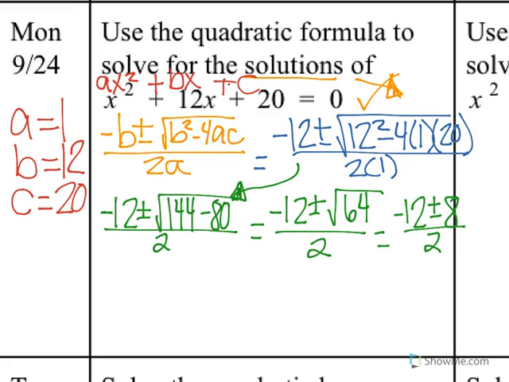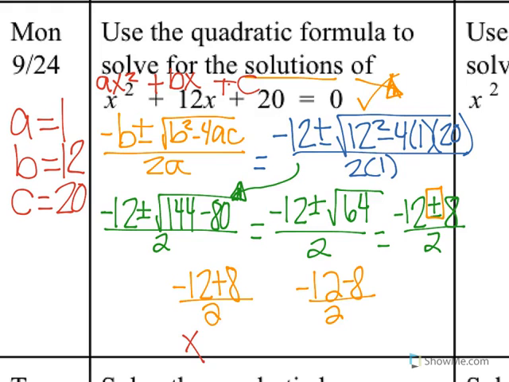Now, once you get to the point where the radical is simplified, we have to break it into two equations because of this plus minus sign. One where we have negative 12 plus 8 over 2, and one where we have negative 12 minus 8 over 2. And we'll get our two x values that satisfy the original equation.